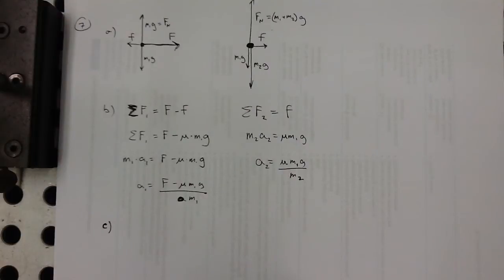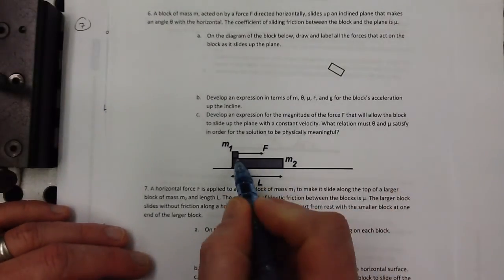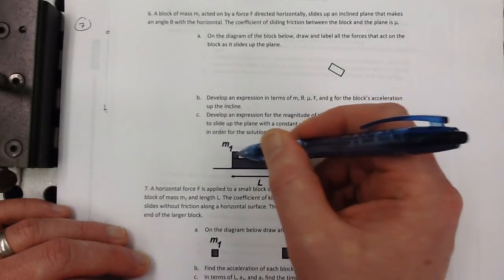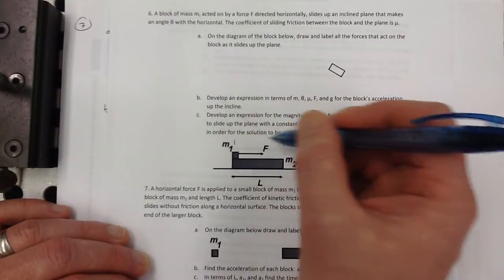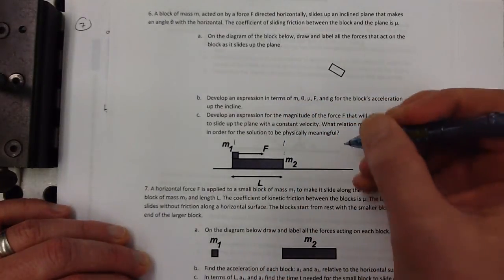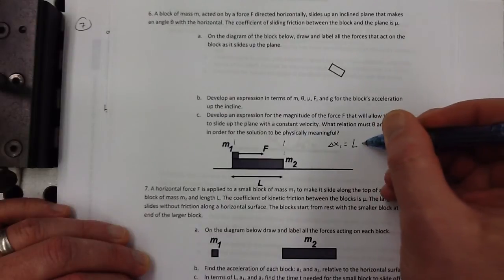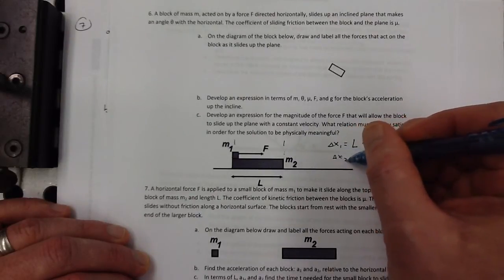Let's see. Because these accelerations are constant, we could approach this in a kinematics way, right? What we want is to know when M1 gets from here to here, but this block's also going to be moving, so the total distance that M1 moves is going to be L plus however far block 2 moved. So the distance that 1 moves is the distance L plus however far block 2 moved. And then delta x2, of course, is just delta x2.